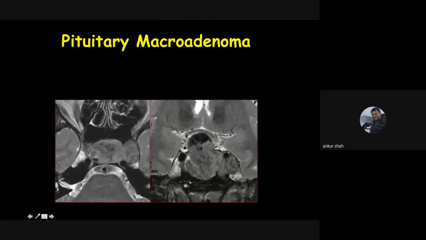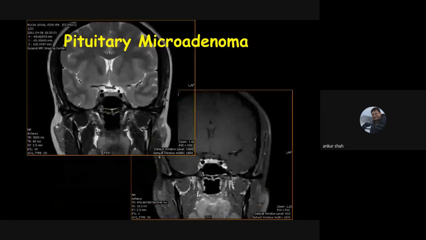Pituitary adenoma: many patients present with a visual complaint because there is a large tumor in the pituitary gland and it is causing compression of the optic chiasma. It is also encasing the internal carotid artery, and all these details are important for the surgeon to know. So they have to get an MRI done before operating on the patient.